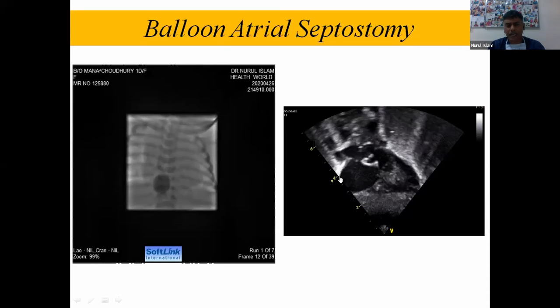And whenever there is any compromise or problem or hemodynamic instability, stop the procedure. Always take the help of echocardiography, and if assessed, then you can go ahead.